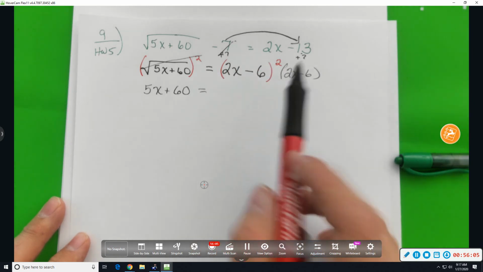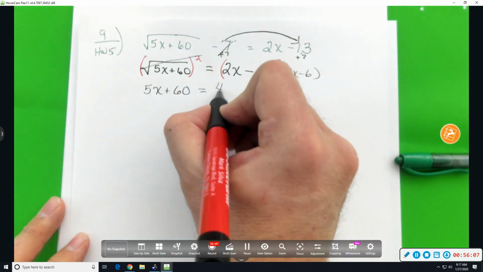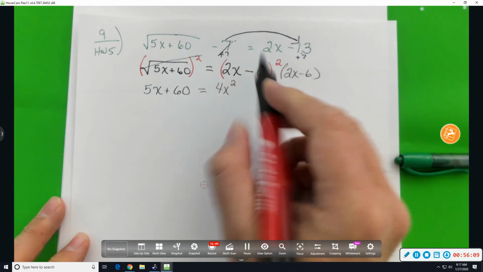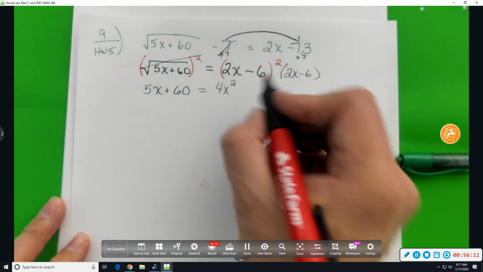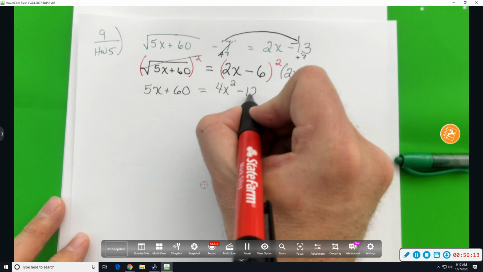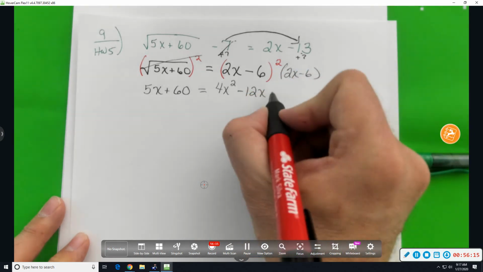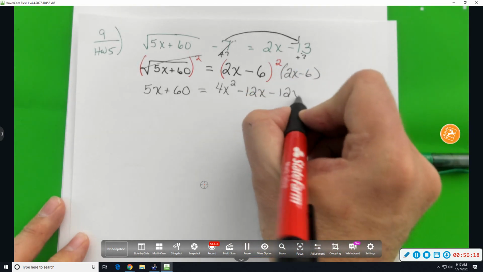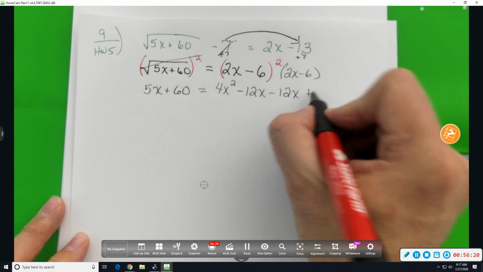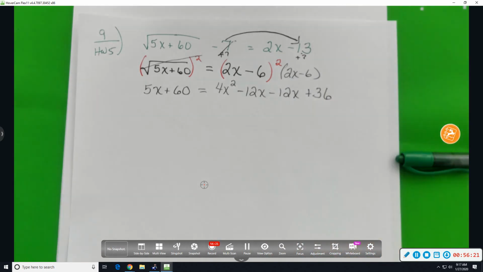We'd have a 4x squared minus 12x minus another 12x, and plus 36. A word of warning: this problem's about as involved as it's going to get in this assignment, so don't let it intimidate you too much.